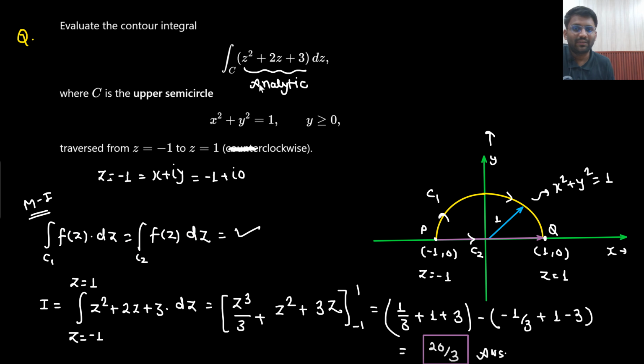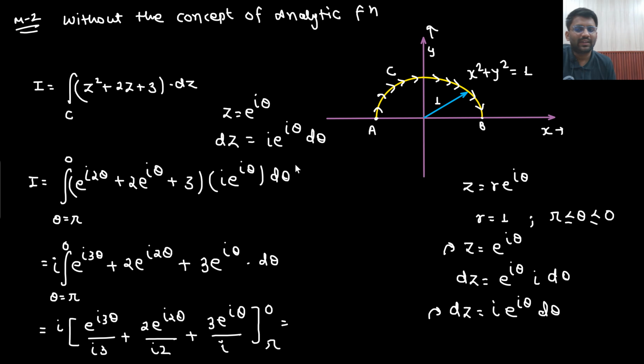z equals to x plus iota y. So this will become x square minus y square plus 2 iota xy. This will become 2x plus iota 2y plus 3, dx plus iota dy. Then iota you take outside, and real value take one side, and imaginary value you take one side. The imaginary part will come out to be 0. The real part will throw the answer to be 20 by 3. But two methods are more than enough.